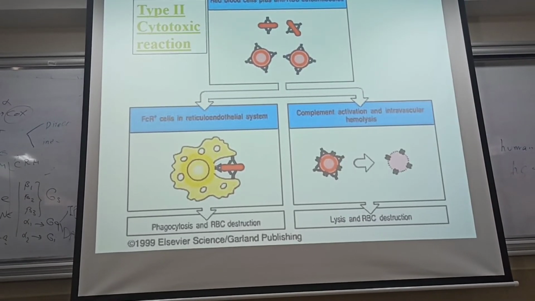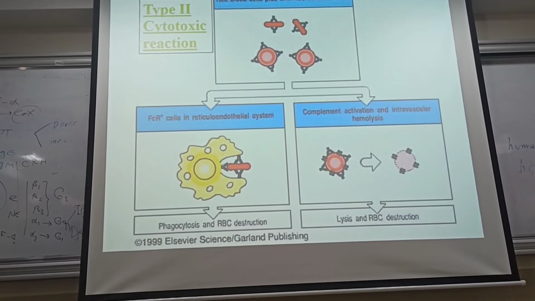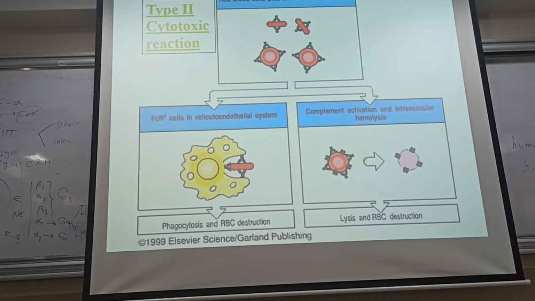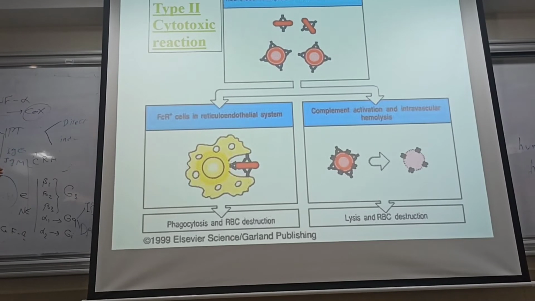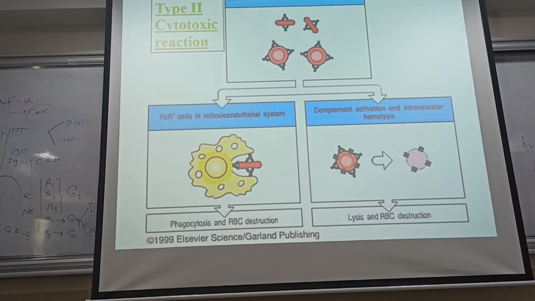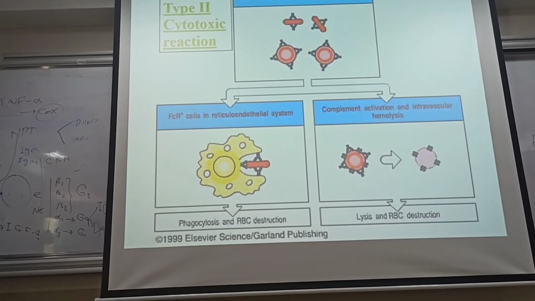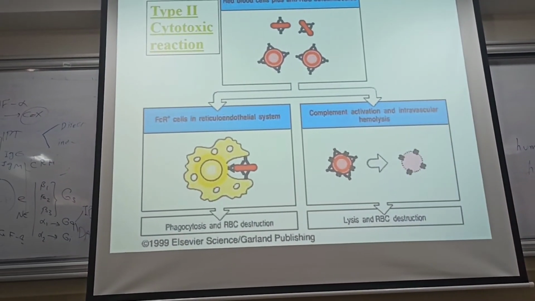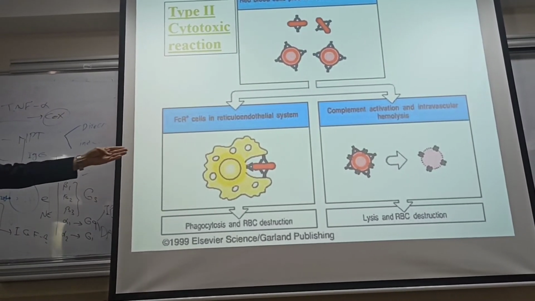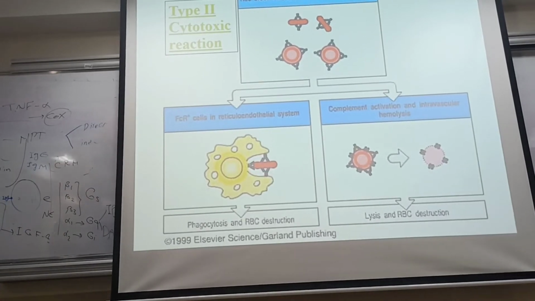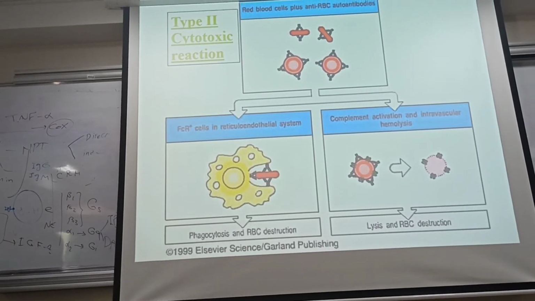I said that methyldopa, which is used for hypertension, can cause hemolytic anemia. And this is the mechanism: methyldopa binding with surface proteins of red blood cells, production of IgG or IgM, and then these reactions, which result in hemolysis. Type 2 allergic reactions.